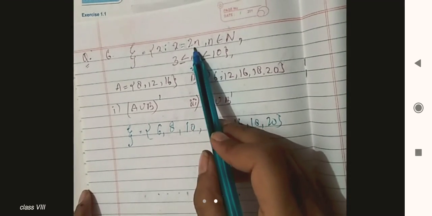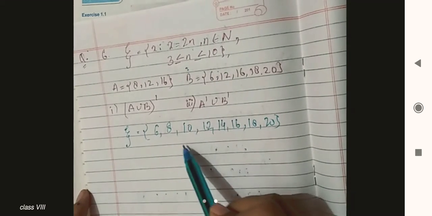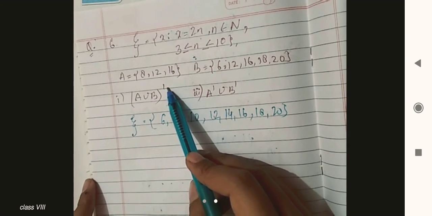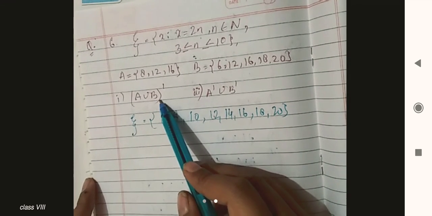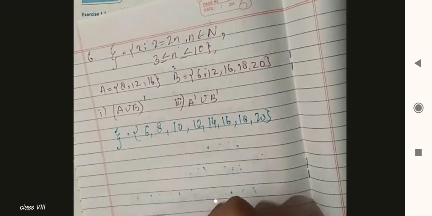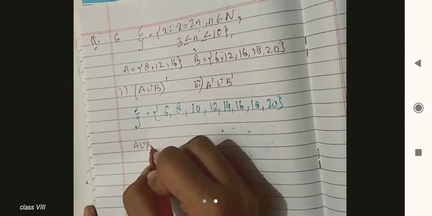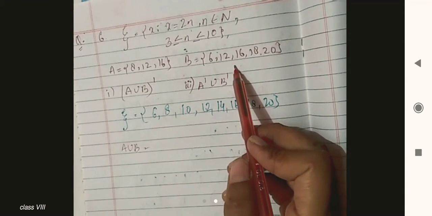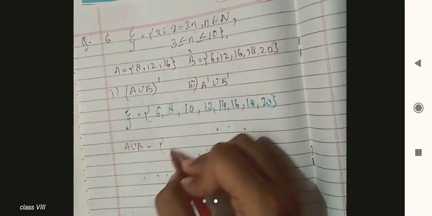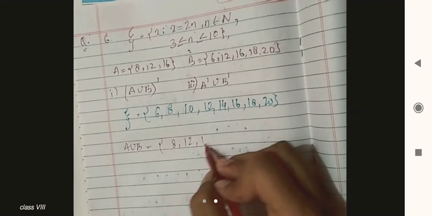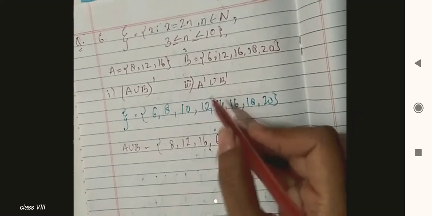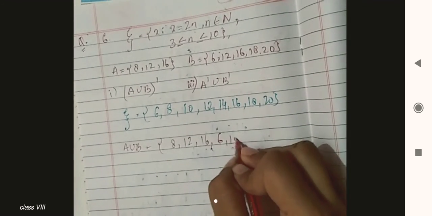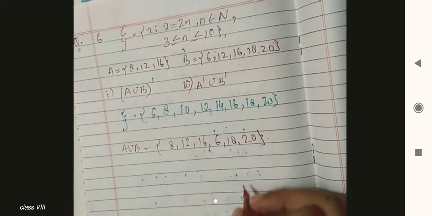I have put the value of n in this and then I have written all the outcomes in roster form. Now A union B complement. First of all, for finding out the complement, you should know what is A union B. So first find out A union B. What is A union B? All elements of A and B. 8, 12, 16. 12 is also repeating, 16 is also repeating. So we will write here 8, 12, 16. Now take this: 6, 12 we have already written, 16 already written, 8 also we have, this is 18 and 20. So this will be your A union B.